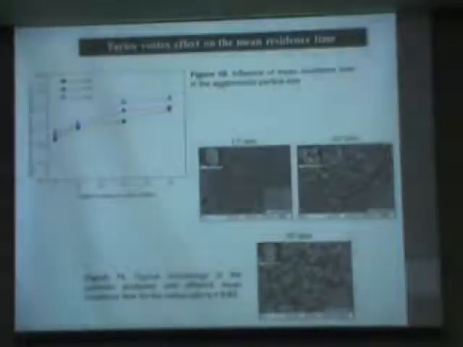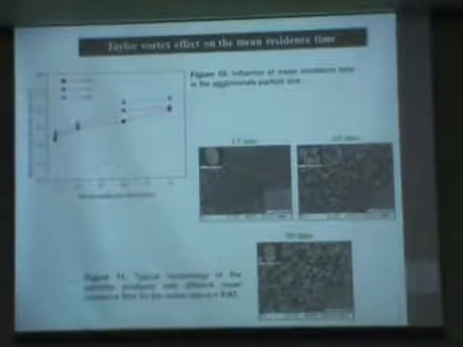Now, what about the mean residence time? As we increase the mean residence time, our particle size will increase, and also the shape will become spherical. This is because as we increase the time, the flow rate will decrease. If we decrease the flow rate, the supersaturation will be proportional along the CT crystallizer. So this means that this will allow the crystal growth.